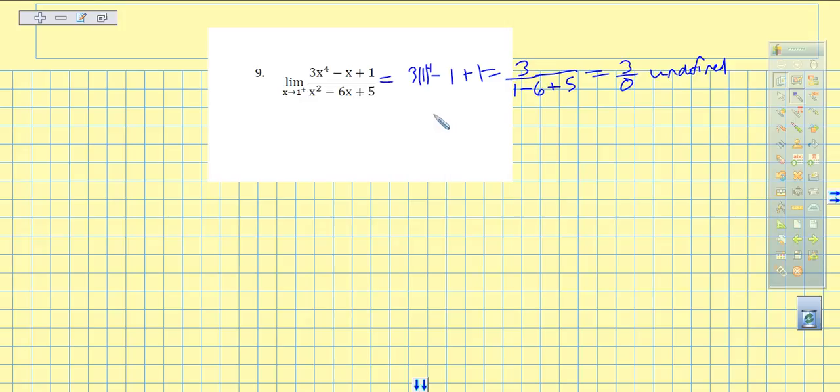The first thing I'm going to try to do is factor the bottom out. If you factor the bottom out, you should get x minus 5 and x minus 1. And I think you can see which one of these two factors is causing this function to be undefined, and it's this x minus 1.